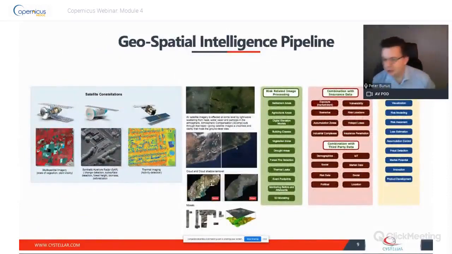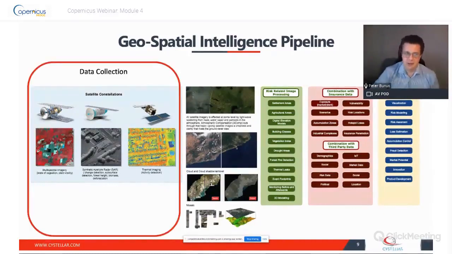Now, I would like to very quickly place that particular machine learning and AI techniques into context. As you probably know, there is a whole geospatial intelligence pipeline that you need to have in order to get to the results. First of all, we have the satellite constellations, right? They are gathering different types of data: multispectral, synthetic aperture radar data, thermal imagery.